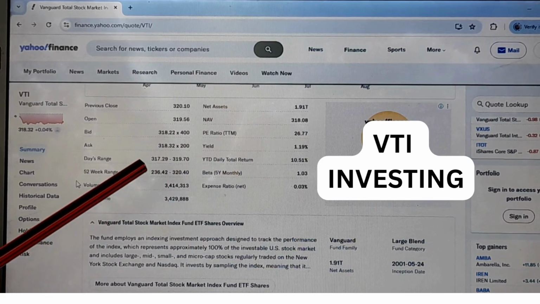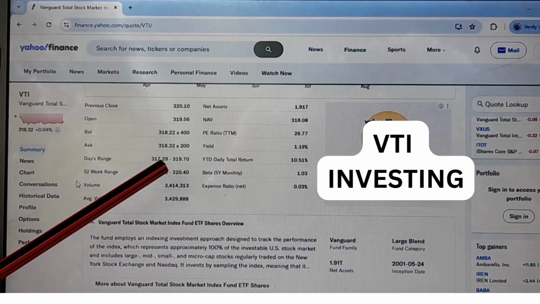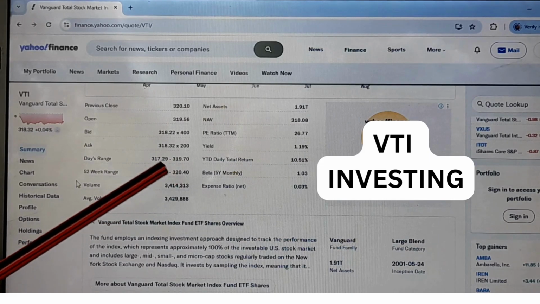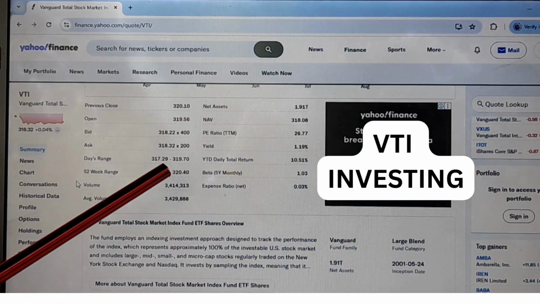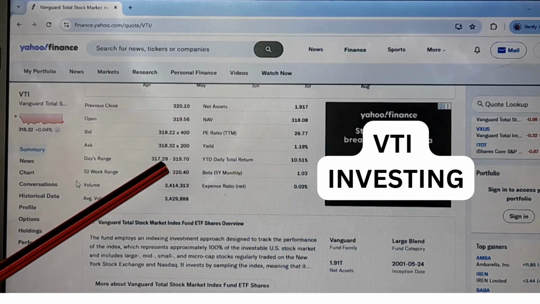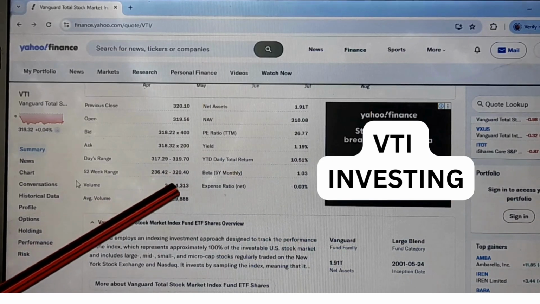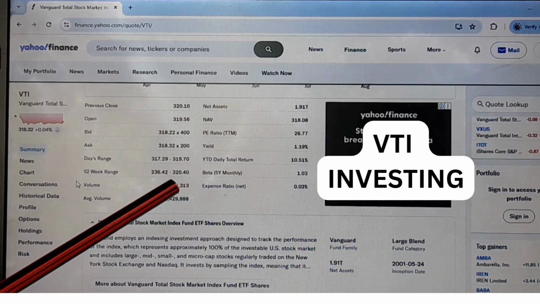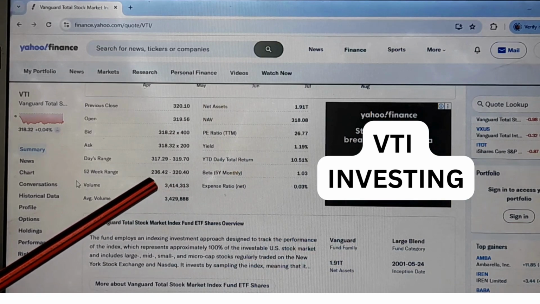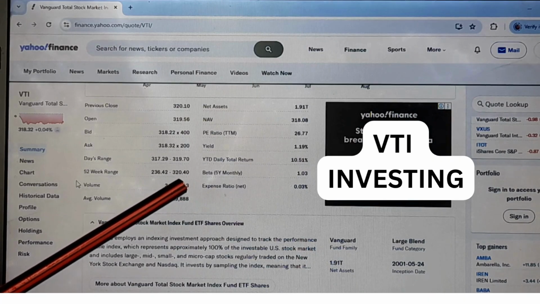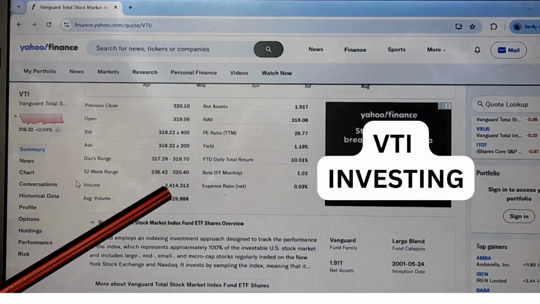Now, we have the days range, 317.29 to 319.70. That is the high and the low of the day. The price was dancing between those two ends, okay? 317.29 and 319.70. Similar to the 52-week range, 52 weeks is a year. So the 52-week range is from 236.42 to 320.40. And we've checked the chart up there. You can go confirm, okay?